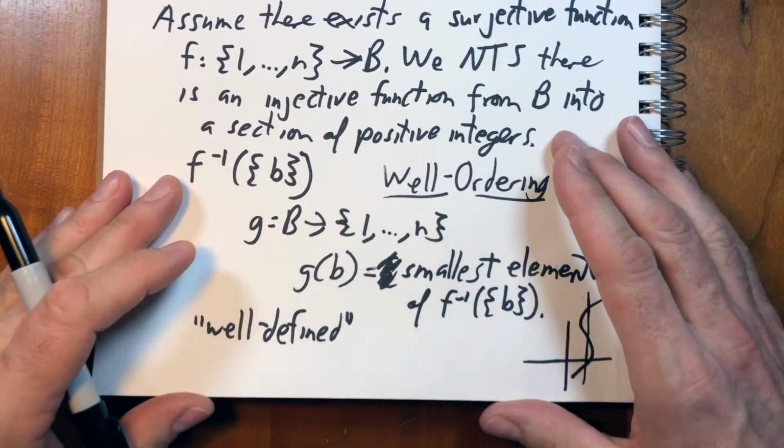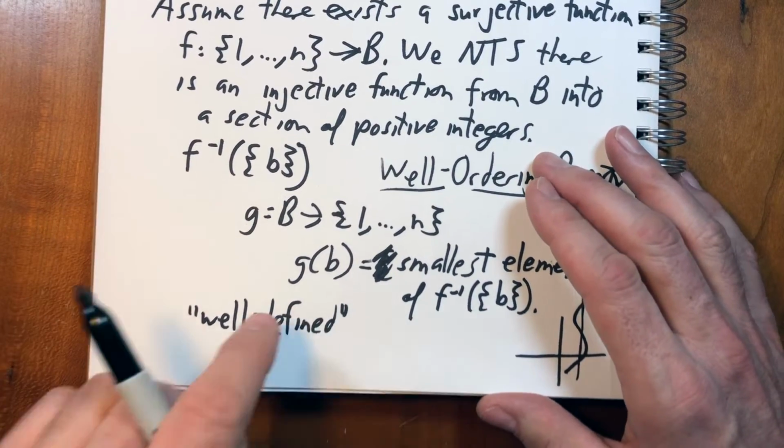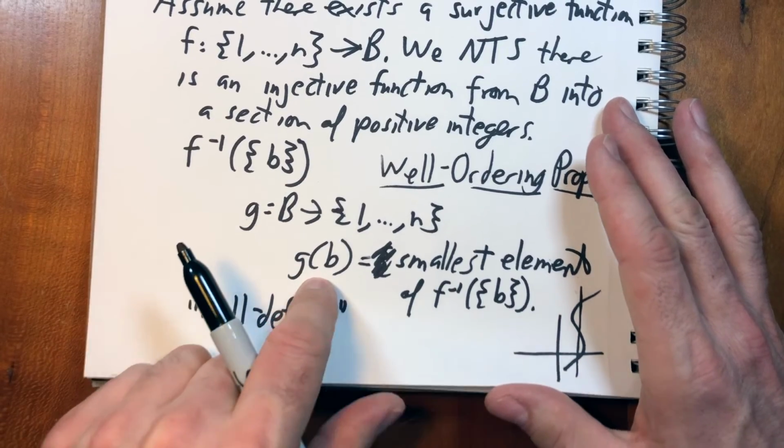Okay, so now we can prove that this map G is injective.